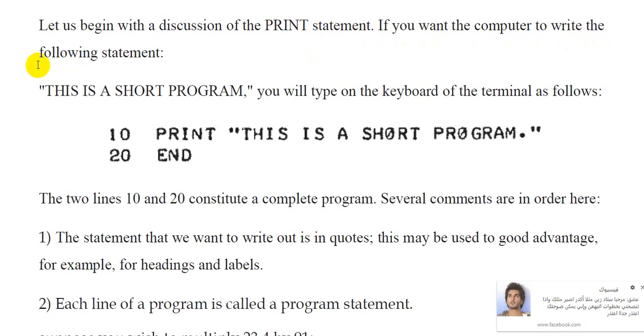If you want the computer to write the following statement, "This is a program", you will type on the keyboard of the terminal as follows. The keyboard is attached to or built into the computer you are dealing with. 10 print "This is a program". 20 end. The two lines, 10 and 20, already constitute the complete program.